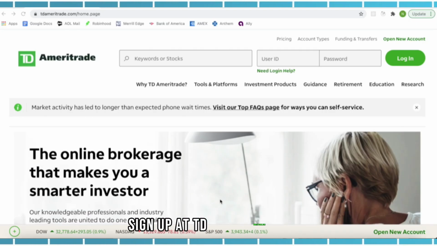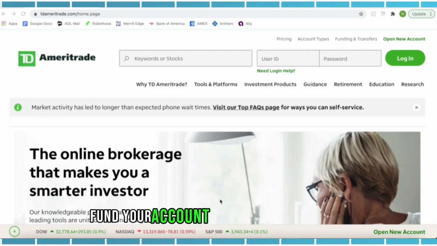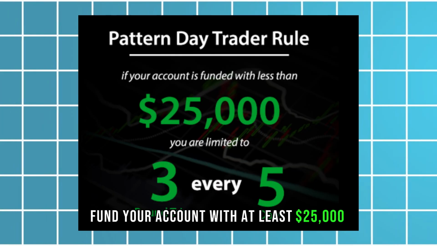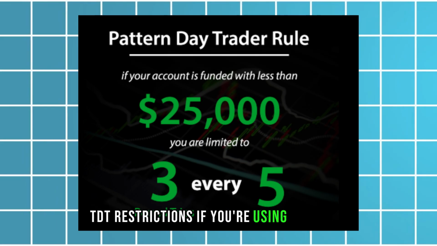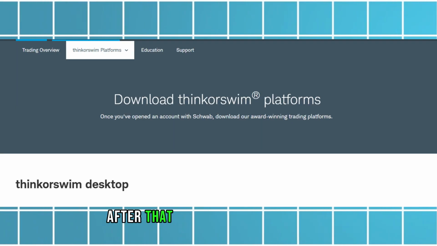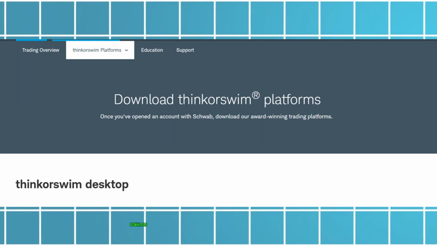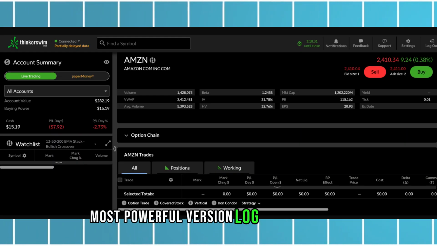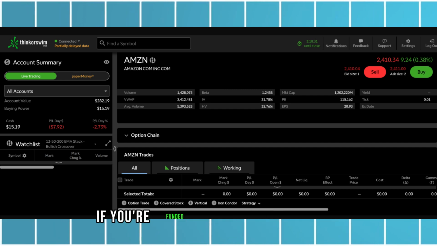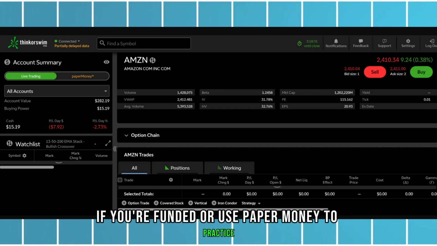Sign up at tdameritrade.com. Fund your account with at least $25,000 to avoid pattern day trading PDT restrictions if you're using a margin account. After that, launch the Thinkorswim platform. Download Thinkorswim for desktop, the most powerful version. Log in and switch to live trading if you're funded, or use paper money to practice.